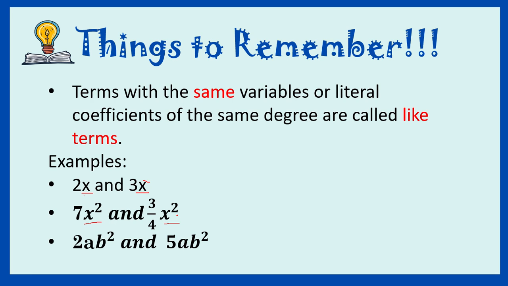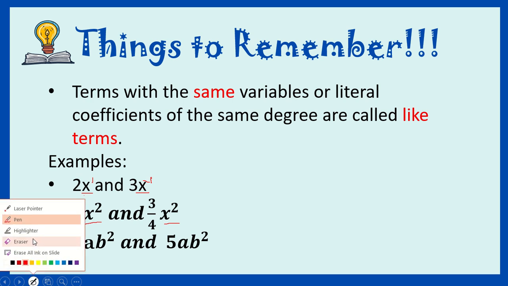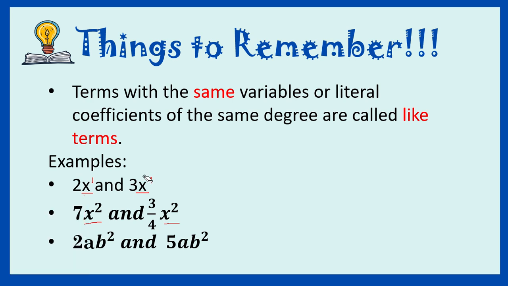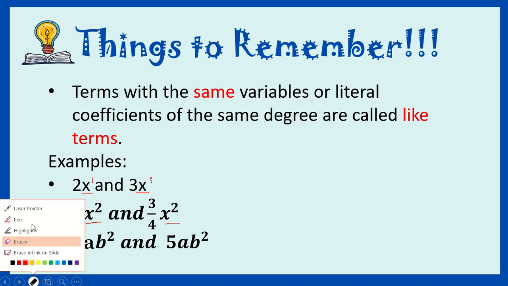So, kung parehas din ang kanyang degree, and of course, parehas ang degree niya as well as the variable, like terms din yon. And kagaya nung unang example natin, ang degree nito ay 1. Ito na yung sinasabi ko kapag walang nakasulat. Of course, automatic ang kanyang degree ay raised to 1. Tandaan mo na yon. That is raised to 1.